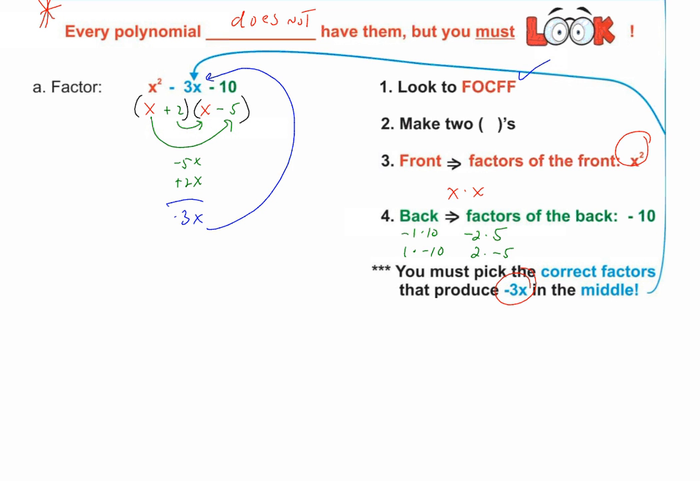All right, so now you can go ahead and write that. But that's the thinking of it.